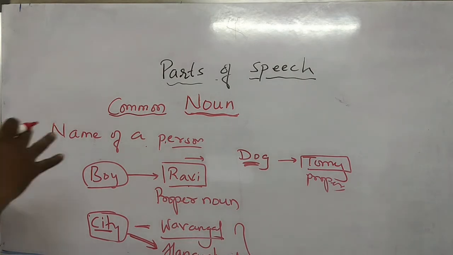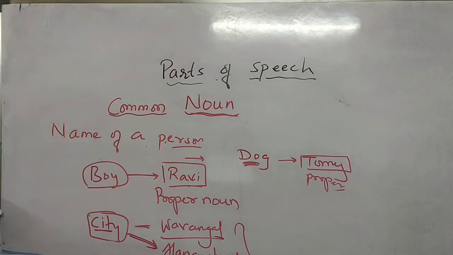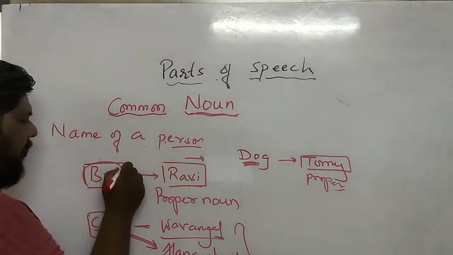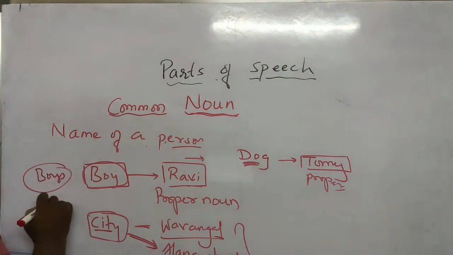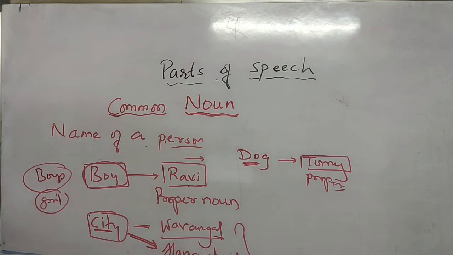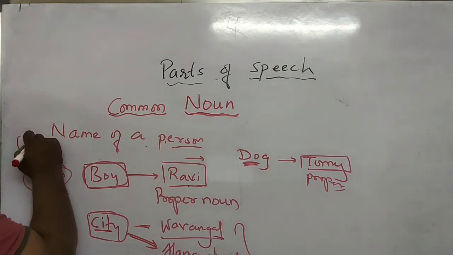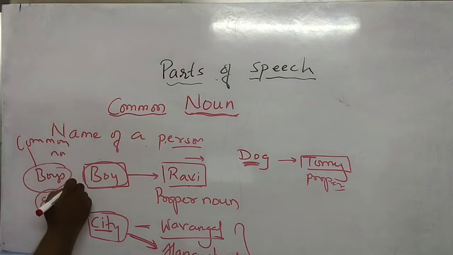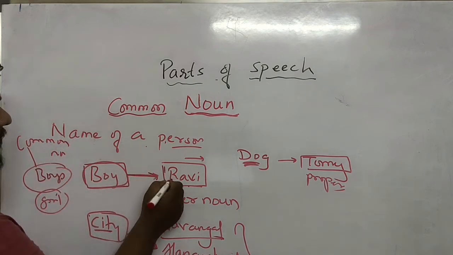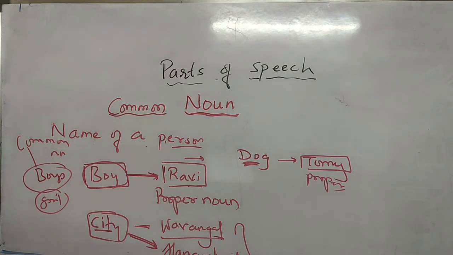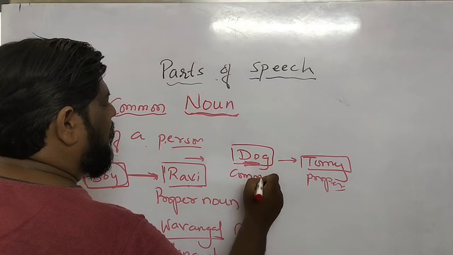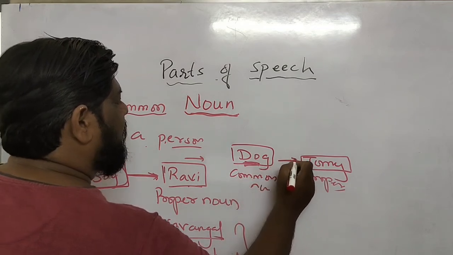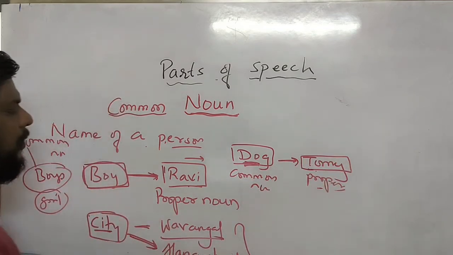Okay, now these examples we will try to convert into a common noun. Now we are calling him a boy, so there will be a group of boys, isn't it? So boy, boys, girl. Now a particular name is not given to them, isn't it? So now this will be the common noun. Boy will be the common noun, and if you give a name to the boy, Ravi, that will become a proper noun. Here also it's a dog. Dog is a common noun. Again, now if you give a name called Tommy, that will become a proper noun.